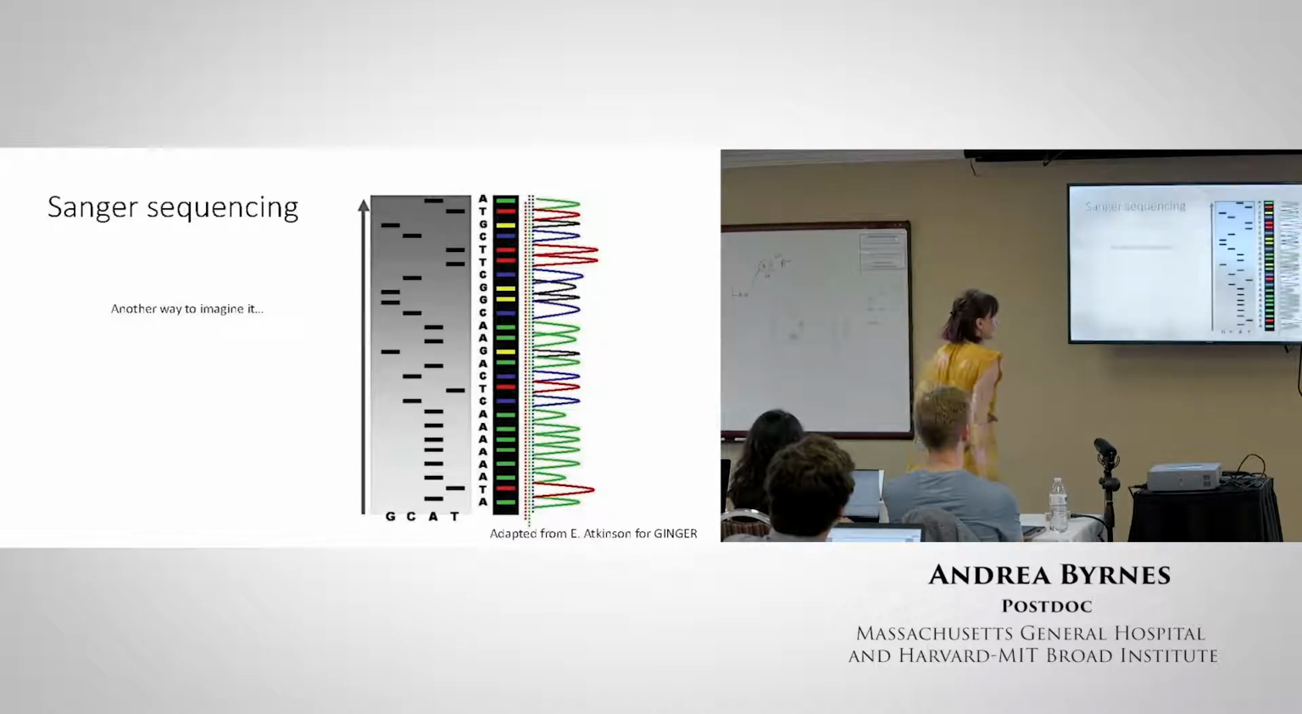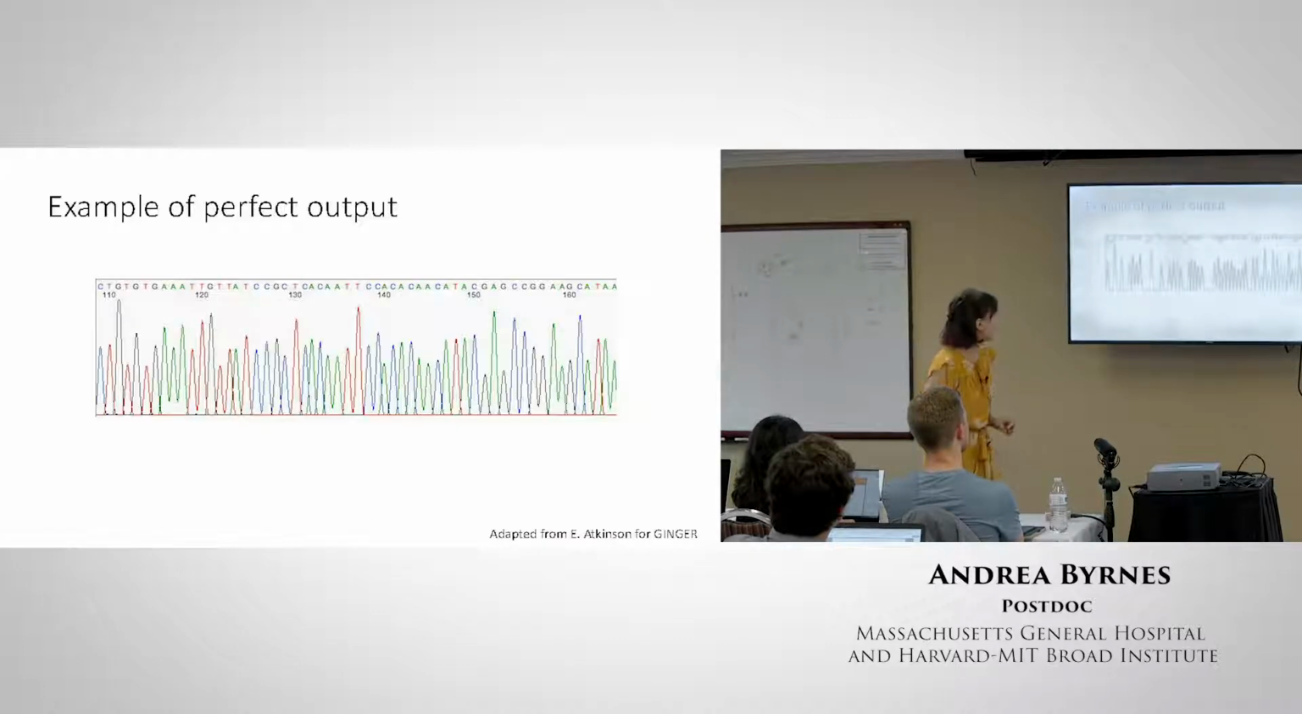another way to think about this is that as we chunk through, we get a little peak for each base, and they're in different colors. A nice output for this would look like this, where the peaks are really evenly spaced. The colors are very clear.